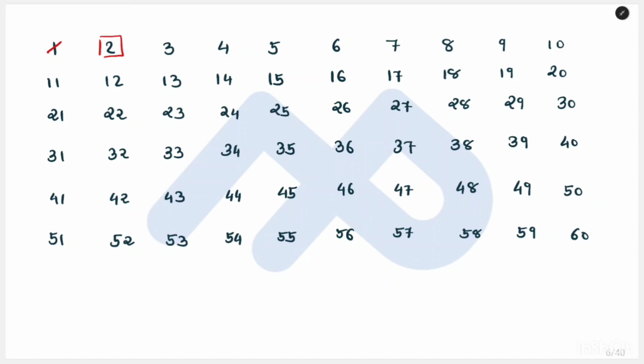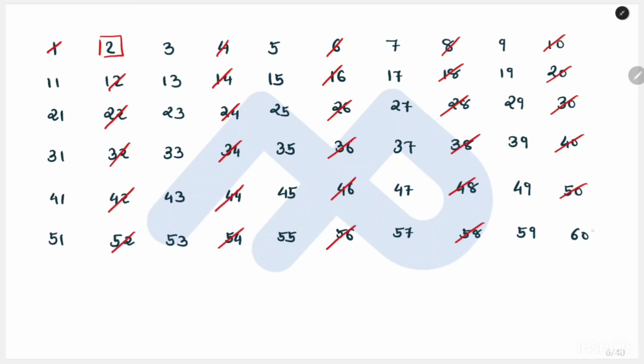So I'll remove all the multiples of 2. So that's 4, 6, 8, 10, 12, 14, 16, 18, 20, 22, 24, 26, 28, 30, 32, 34, 36, 38, 40, 42, 44, 46, 48, 50, 52, 54, 56, 58, and 60. All these are even numbers, and I removed all of them. So basically 2 is the only even number which is prime.